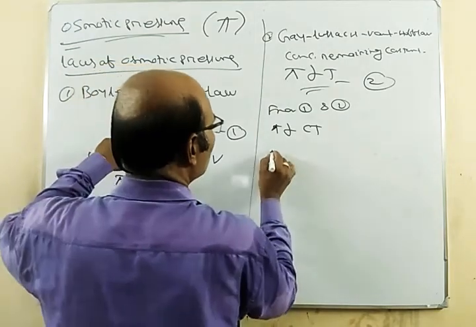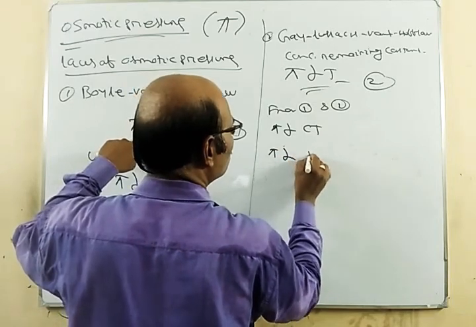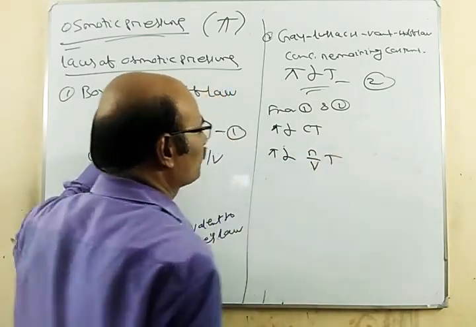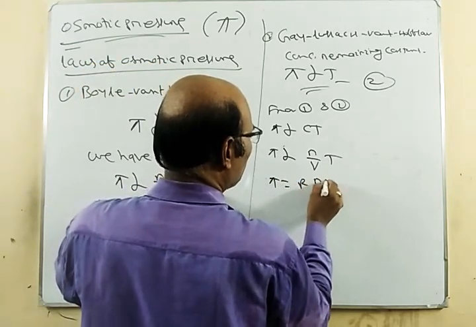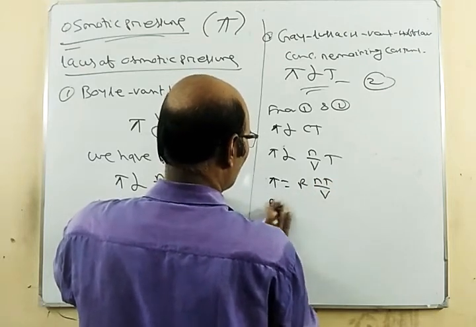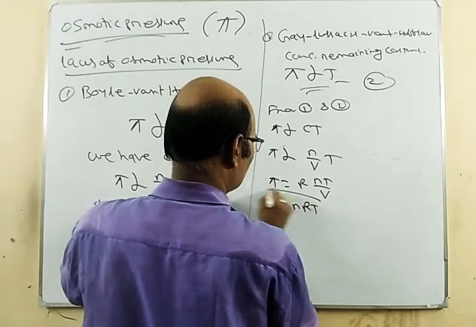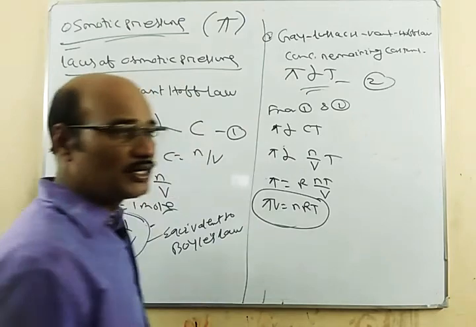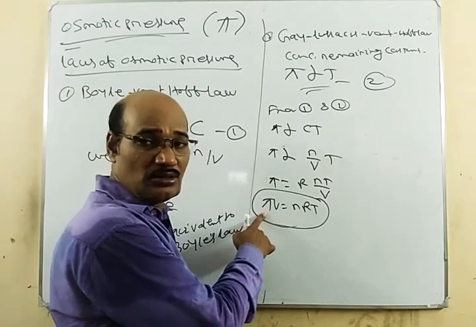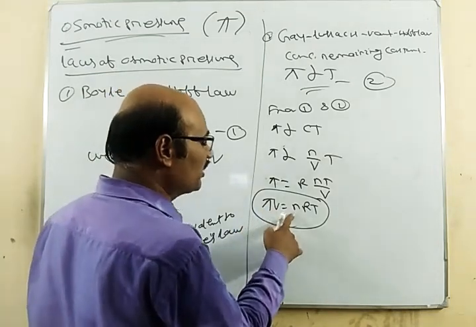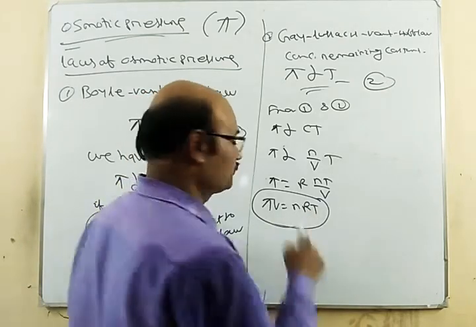Or pi is proportional to n by V into T, or pi equals R n T by V, or pi V equals nRT. Pi V equals what? nRT. So pi is the osmotic pressure, V the volume, n the number of moles, R the universal gas constant, and T the absolute temperature.